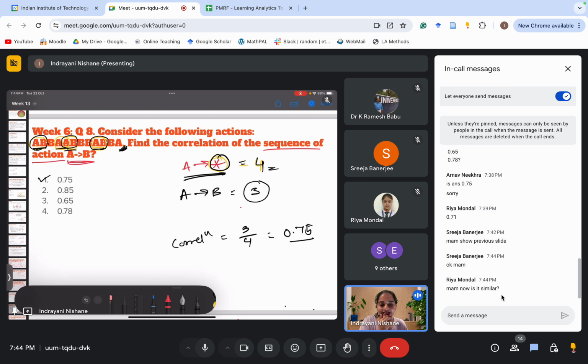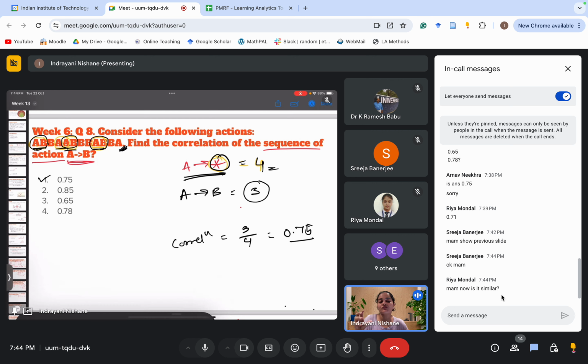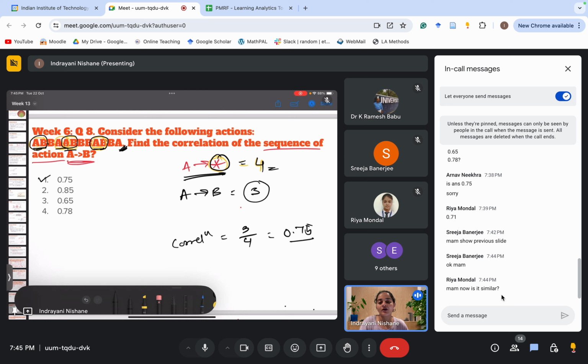It is kind of similar because the correlation definition remains the same, that how one value is influencing the other value. So here what we did was we calculated the probability of transition of state from state A to state B. So here correlation is nothing but the probability of that transition. How many times A will be transitioning to B is the correlation between A and B.